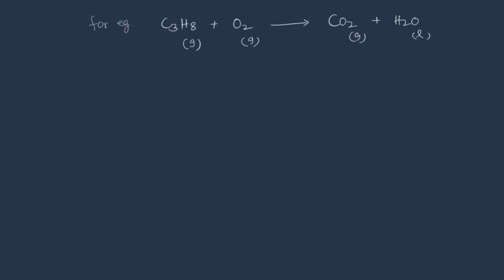After that, balancing the atoms. Balancing atoms starts from which one? The complex one, which has more different atoms. So here the first one, C3H8, has more atoms. Therefore, how many carbon atoms are there? 3 carbon on the left side, so the right side has 3 carbon. Hydrogens on the left side are 8, so here 4 into 2 is 8. That is right side 8, balanced. Now oxygen balancing from the right side: 3 into 2 is 6, and this is 4. Then 4 plus 6 is 10, so 5 into 2 is 10. This is a balanced equation.